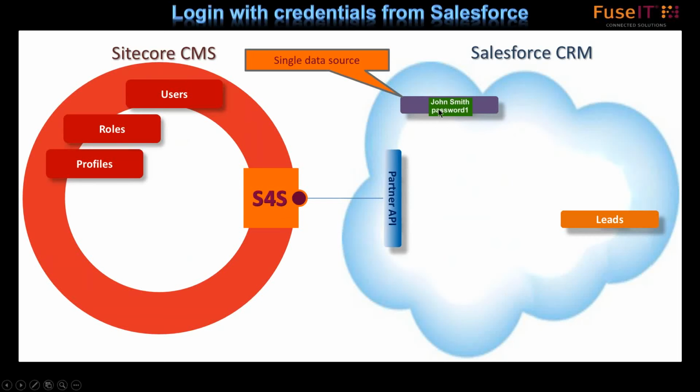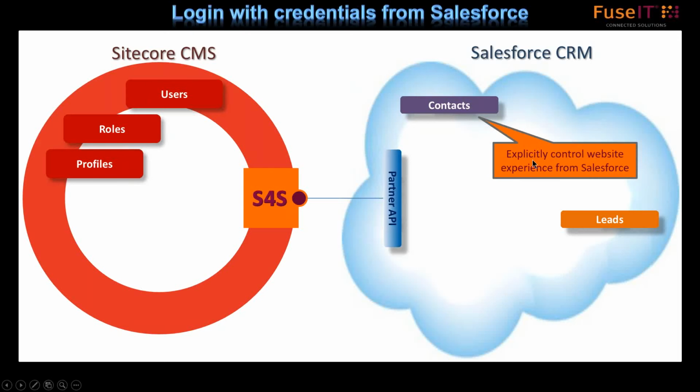So in this case, John Smith has visited the website. His username and password are stored in his contact record, and when he logs in using the login control in Sitecore, everything he sees thereafter becomes controllable out of Salesforce. And again, this is explicitly controlling it. Because he's now logged in using the contact record, we can push roles and profiles out there, so we can control his experience by roles and profiles.